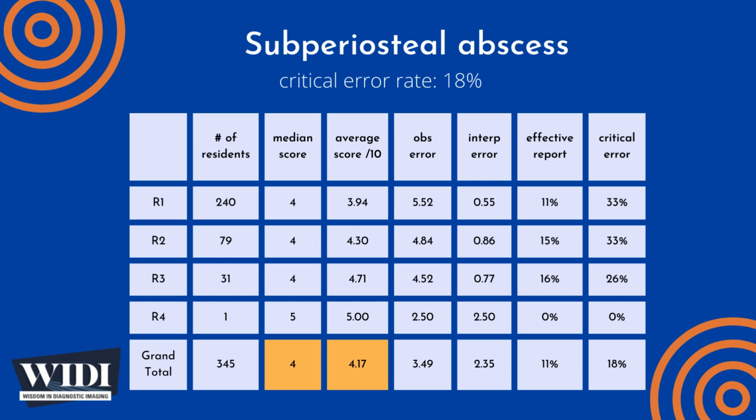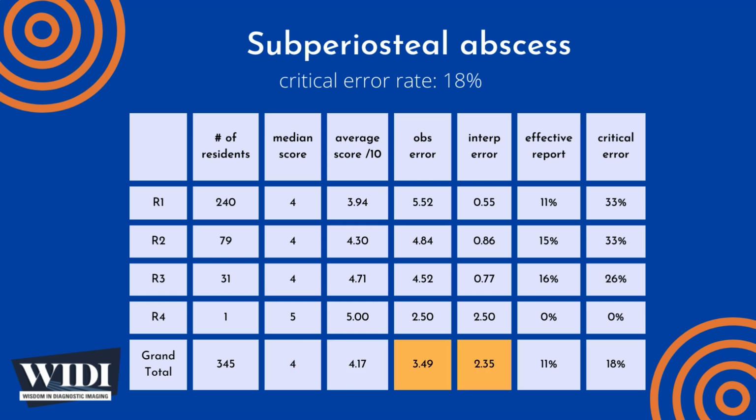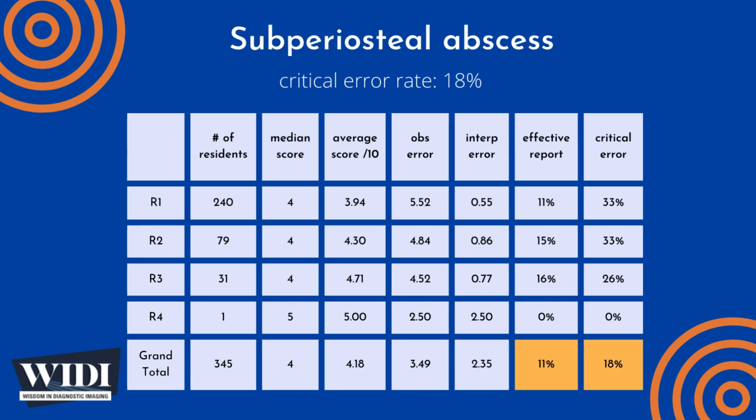Overall, the average number of points lost out of 10 to observational discipline was 3.49. At the same time, 2.35 points were lost due to interpretive errors on the part of the residents. We define an effective report to be one which achieves scores between 7 and 10. In terms of letter grades, this would be an A or a B. In this most missed case, 11% of residents produced effective reports.